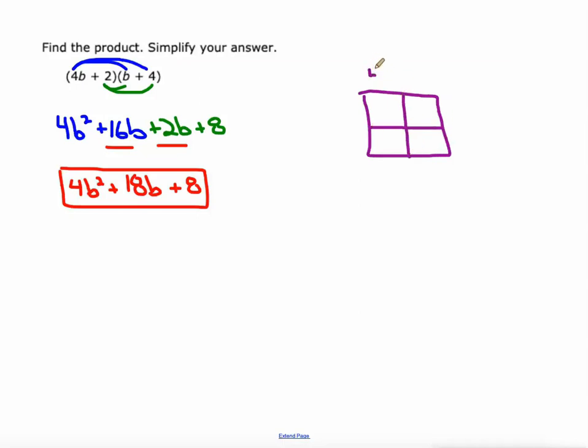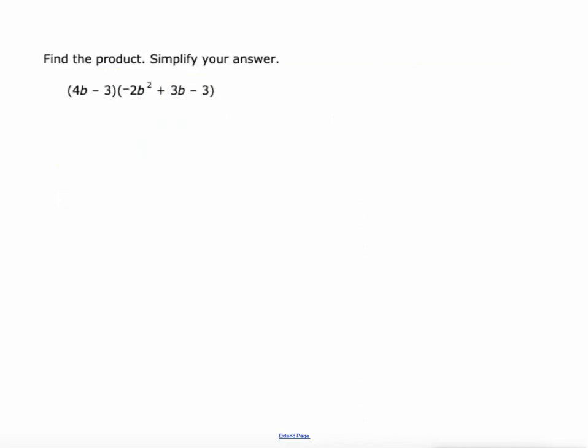So when we had 4b plus 2 and b plus 4, 4b times b was 4b squared for the area of this piece, and 4b times 4 was 16b for the area of this rectangle. 2 times b is 2b for the area there, and 2 times 4 is 8 for the area there. And then just like we added 16b and 2b there, we could do the same thing with these two. So you get 4b squared plus 18b plus 8. I'm trying to do it without the rectangle diagram, but I think it's a good way to show it.